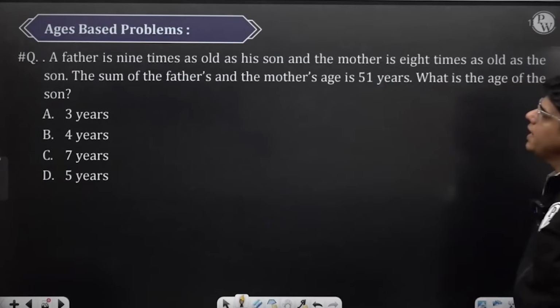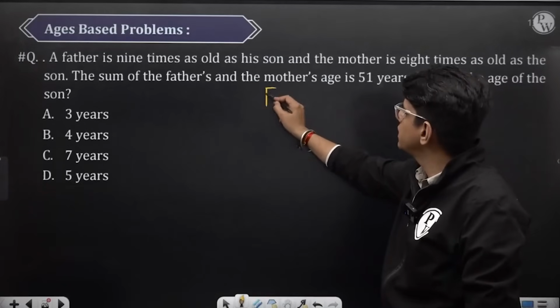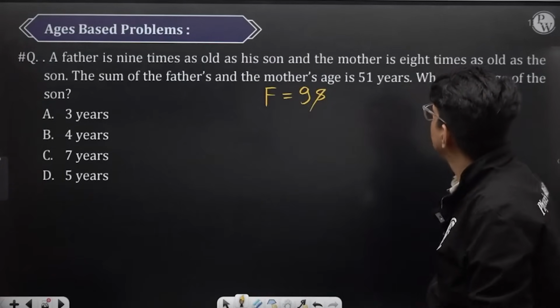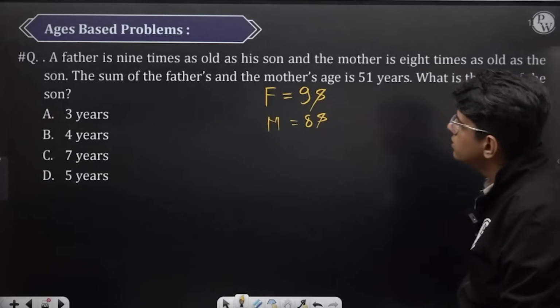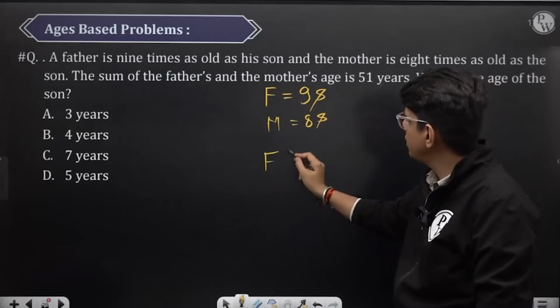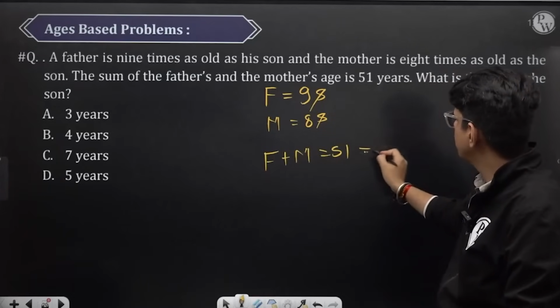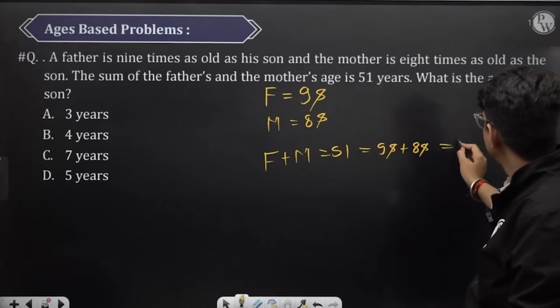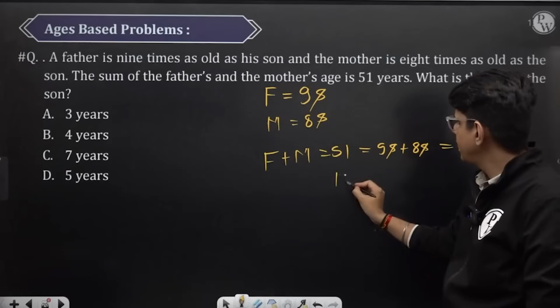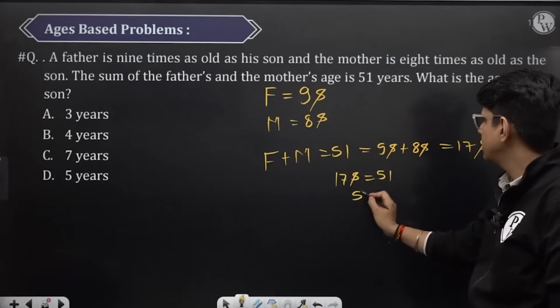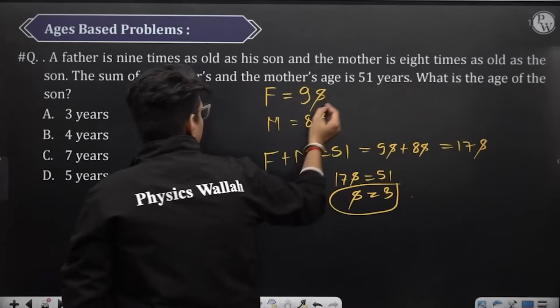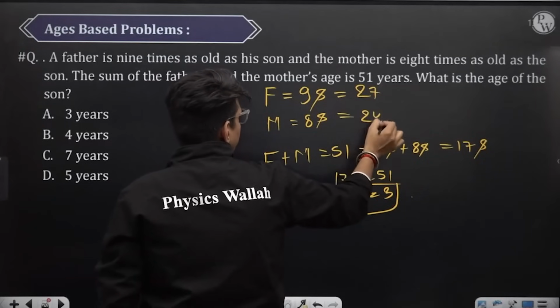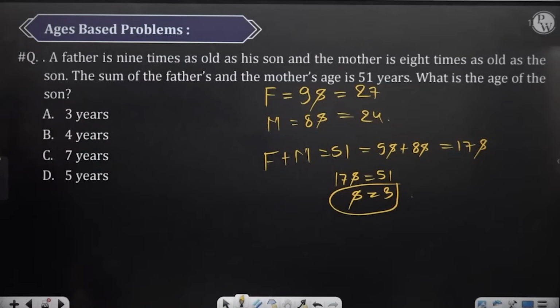A father is 9 times as old as his son. So if I represent father with F, this is 9 times the son. And the mother is 8 times as old as the son. The sum of the father and mother's age, F plus M, is given to you as 51. And this can also be written as 9S plus 8S, which is 17S. So from this equation, 17S equals 51. So S equals 3. What is asked? What is the age of the son? So the age of the son is 3. So here we have the answer as A, 3 years.